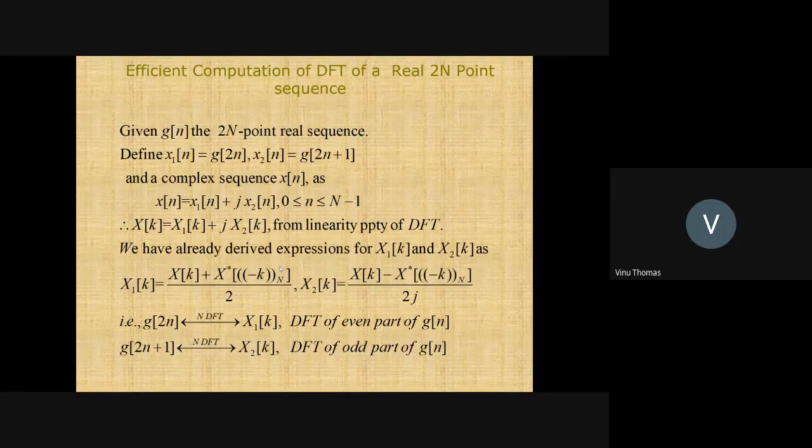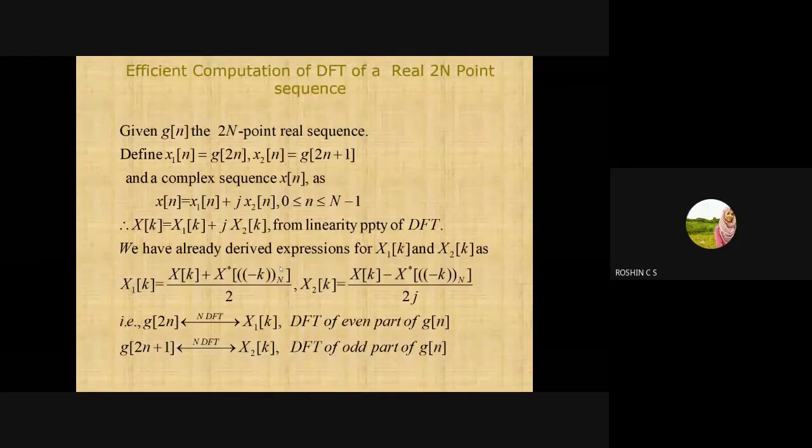You have seen something like this before. When we discussed decimation in time FFT, what did we do there? Just remember the first part of your DIT FFT. What did we do there? Roshan, please continue. We split the sequence into an even component and an odd component. Then we found the DFT of the even component, and then we found the DFT of the odd component.